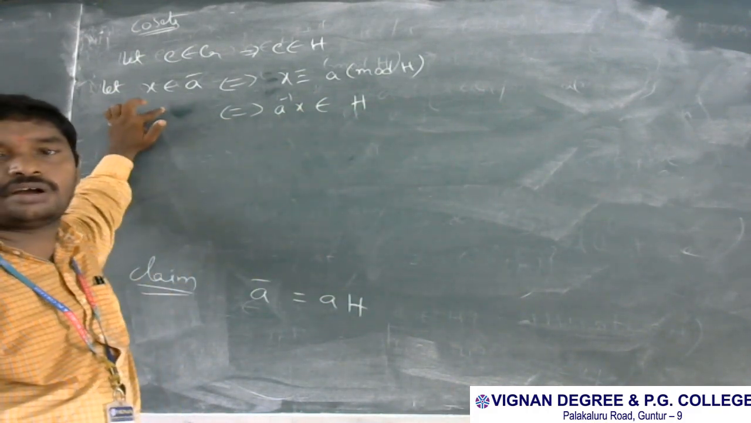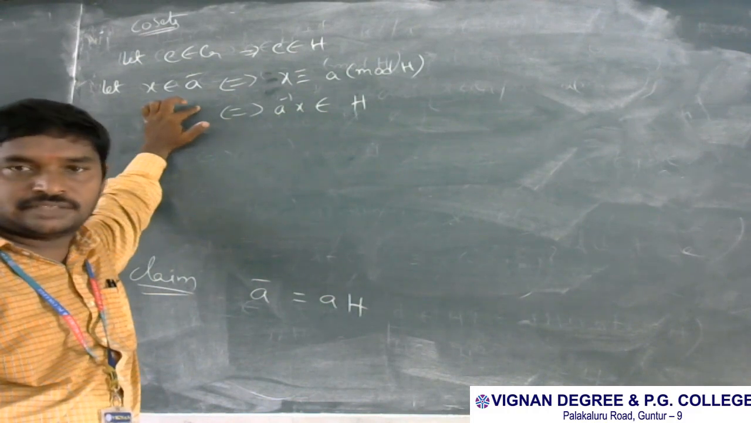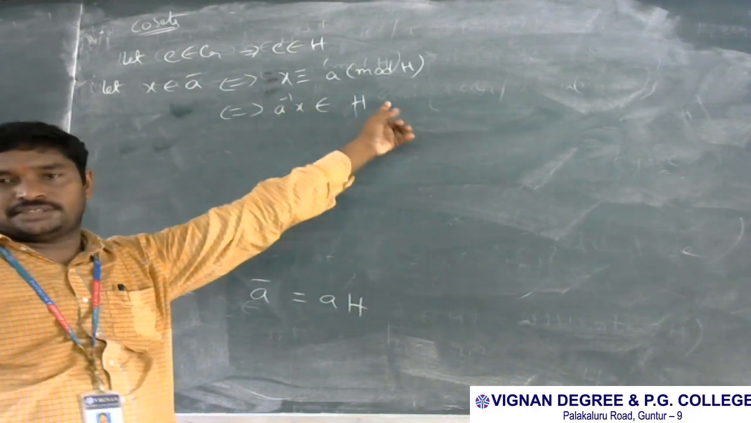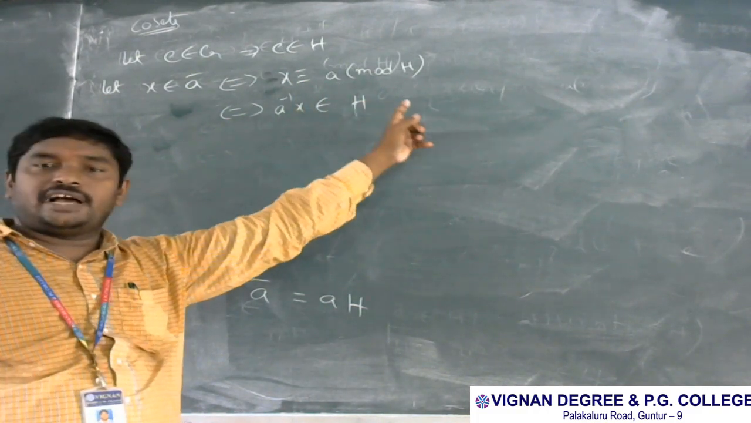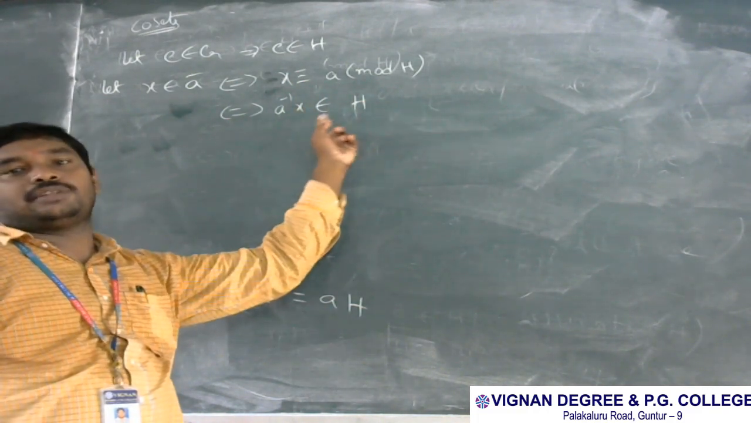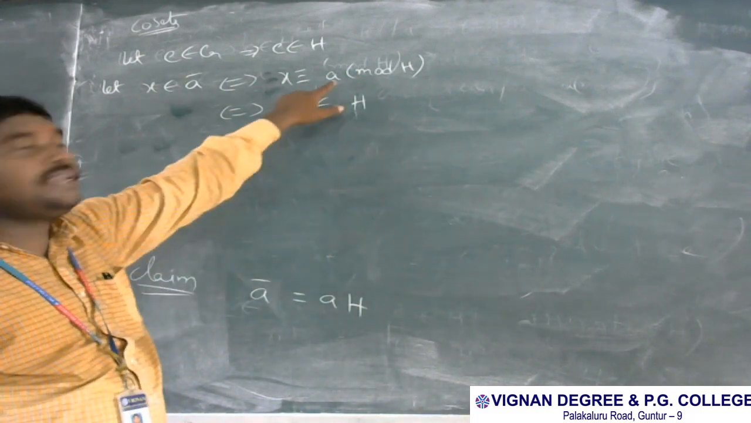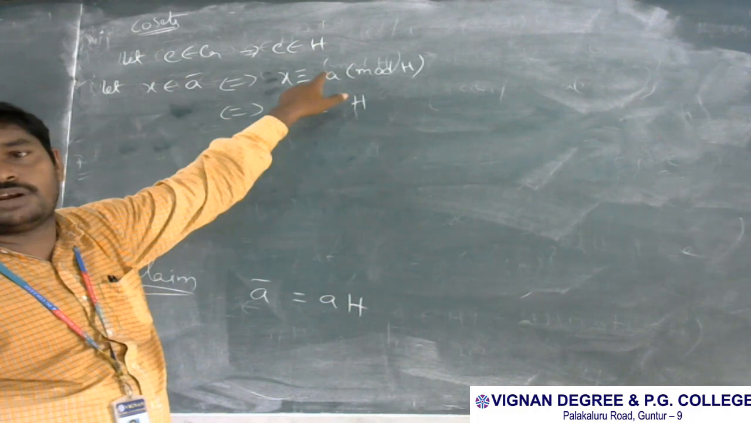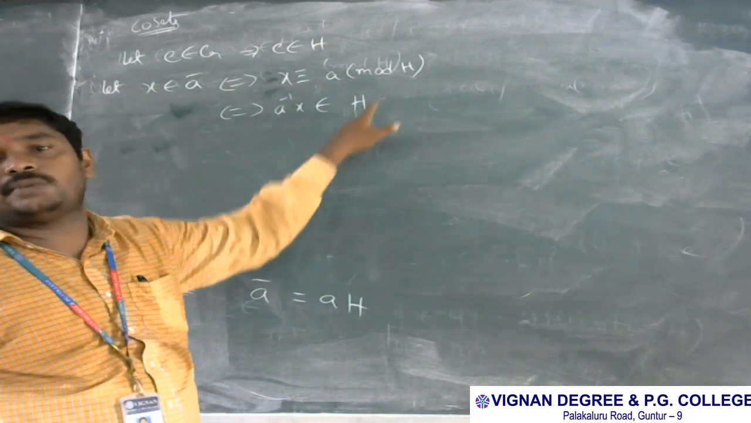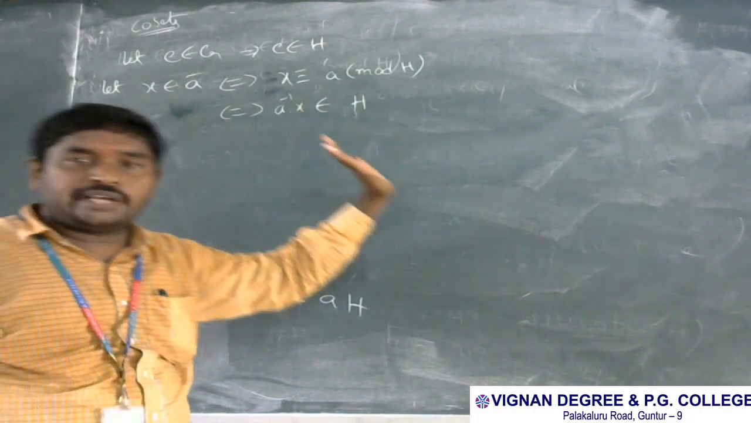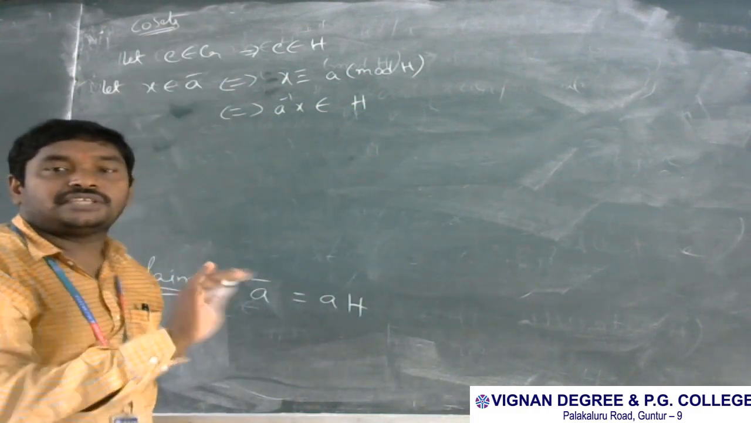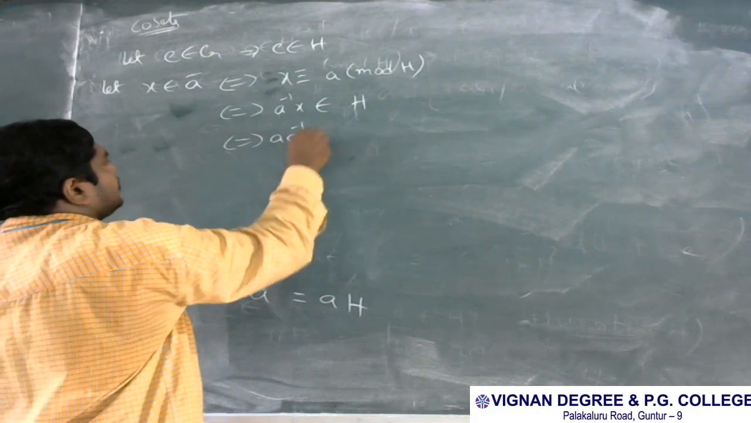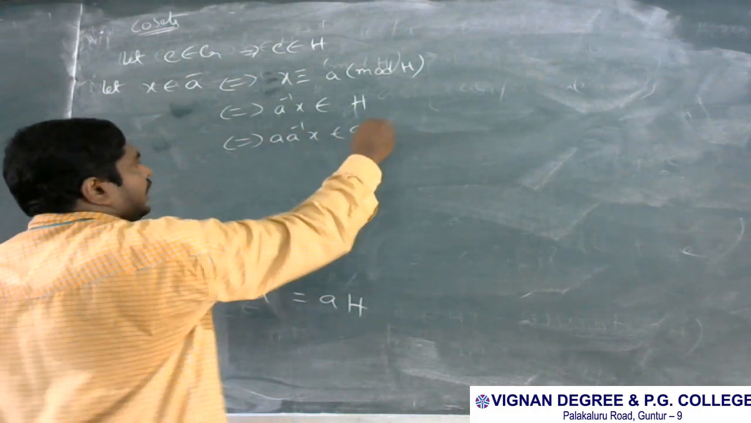First I am taking small x belonging to A bar. Understand? What is A bar? A bar means a mod H. So x is equivalent to a mod H. If we multiply both sides by a inverse, we are bringing a to this side. So a inverse x belongs to capital H. Okay. Next, multiplying with a on both sides, so a into a inverse x belongs to aH.